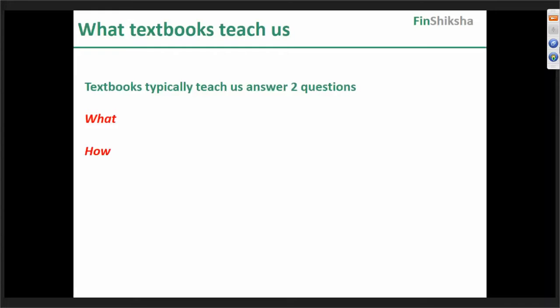So typical textbooks teach us to answer two questions. The first question is the what of things, and specifically with respect to financial statements it is very important. The second question is the how of things. Those are the two questions which outline most of our education system, most of our learning that we acquire out of textbooks.